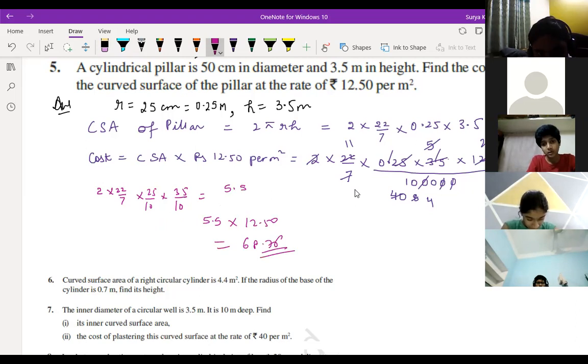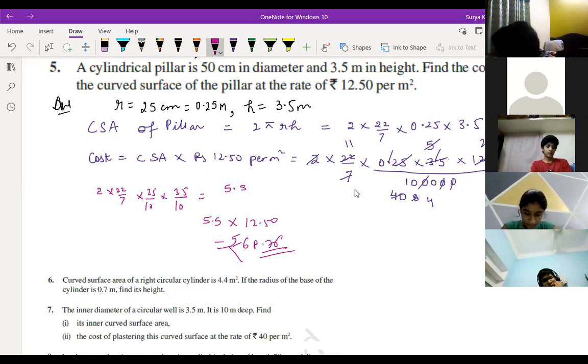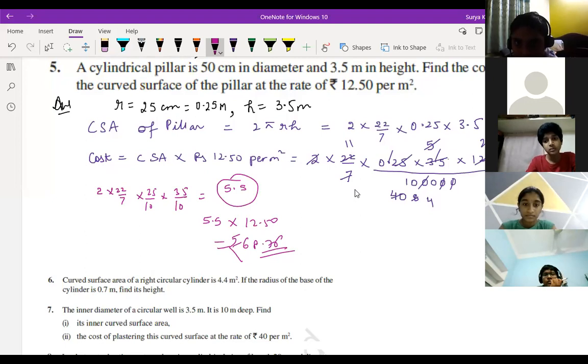Sir, I did it in totally different ways, sir. You got 5.5 only, no? Yes, sir. The 5.5 should ultimately be multiplied by 12.50 only, right?